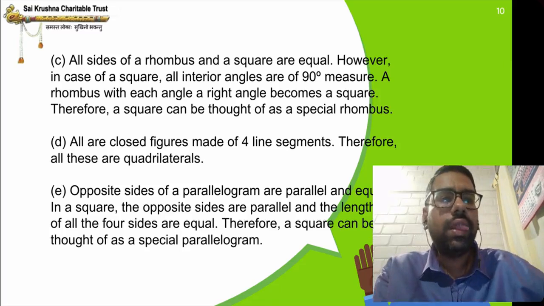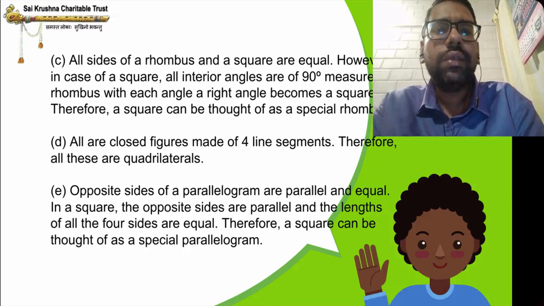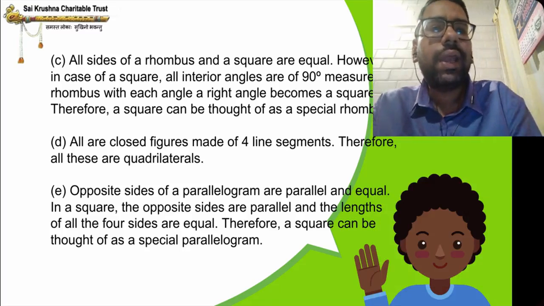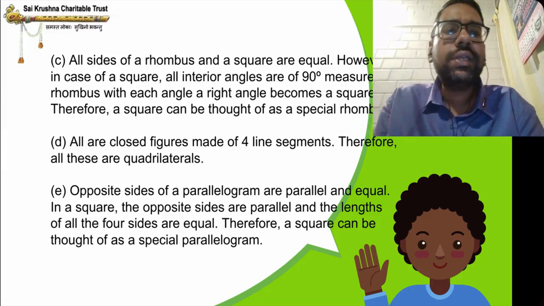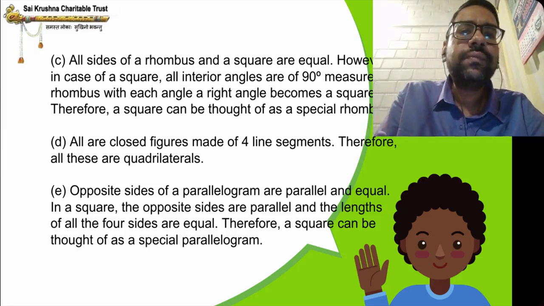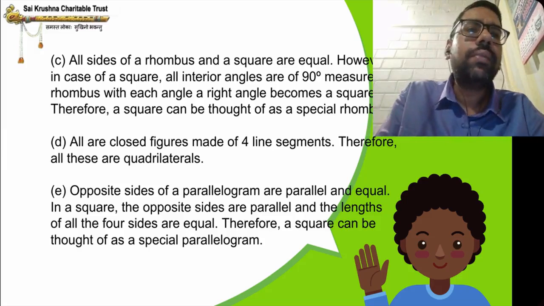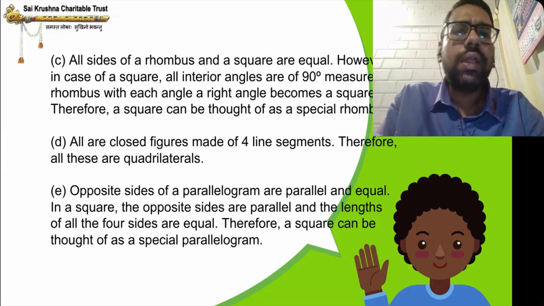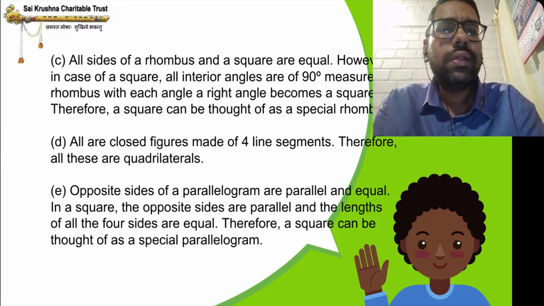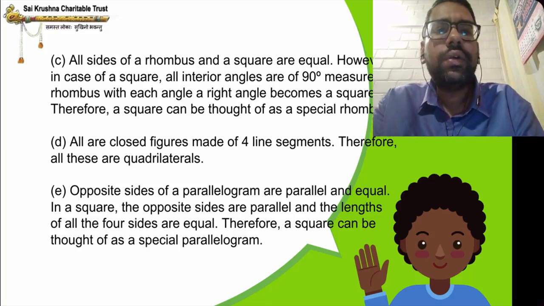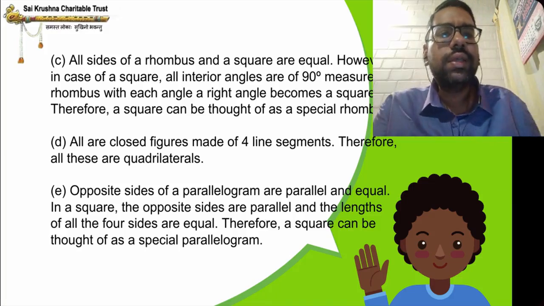Answer to question number E. Opposite sides of a parallelogram are parallel and equal. In a square, opposite sides are parallel and the lengths of all 4 sides are equal. That's the property of a square. What is the property of a square? All sides are equal in length and all 4 interior angles are 90 degrees. Therefore, a square can be thought of as a special parallelogram.